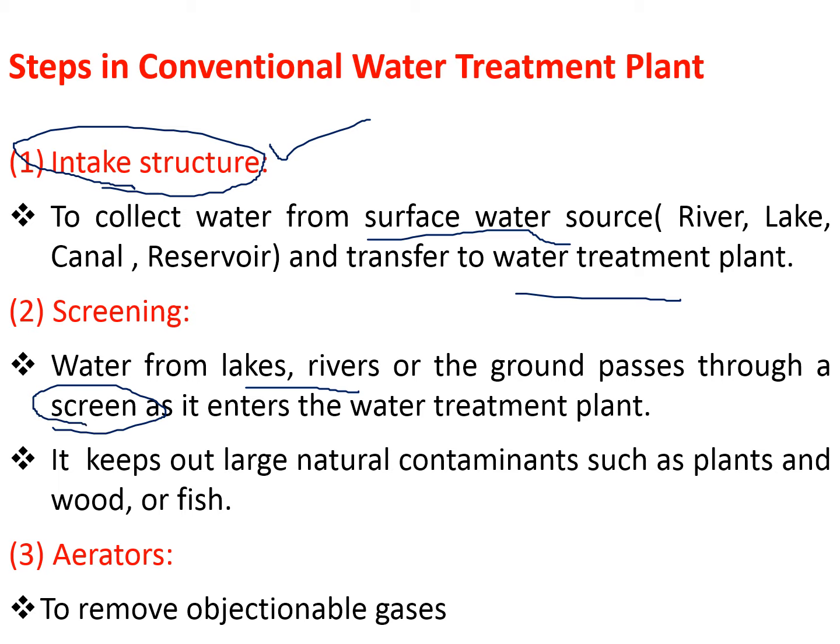Screens are nothing but bars which are provided at certain spacing, so that they will not allow large floating impurities such as tree trunks or other floating material to pass through, and they keep all the natural contaminants away. Now the next process is aerators. This is basically optional. If your river water or surface water source has some objectionable gases or odors, then by aerating your water you can remove these objectionable gases.